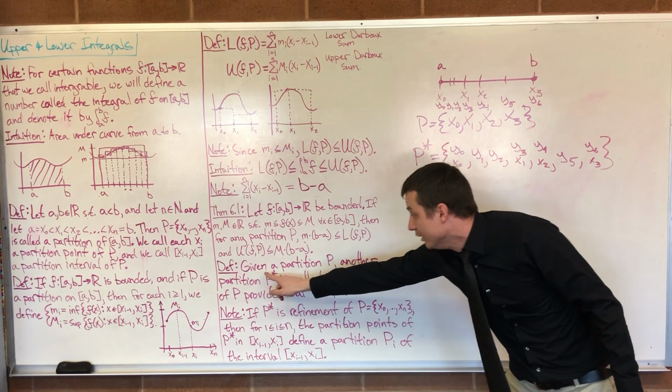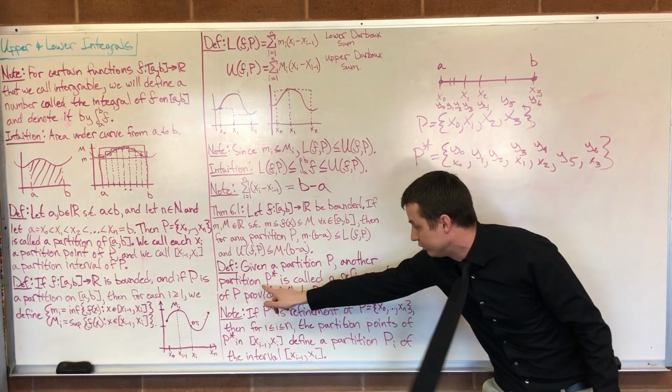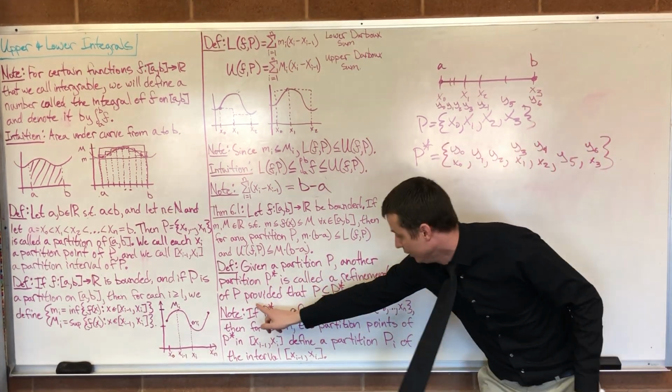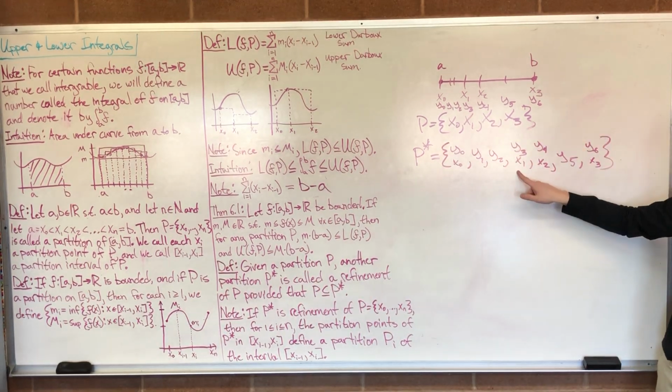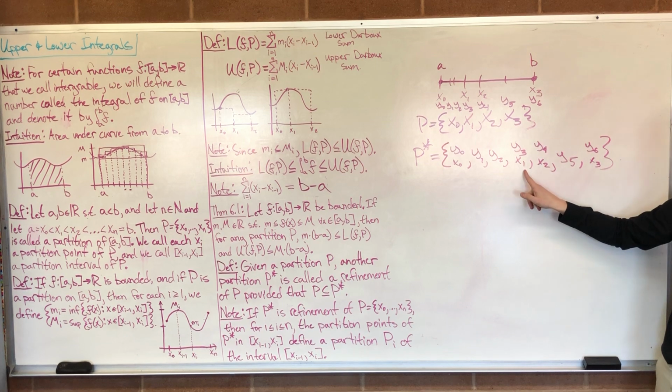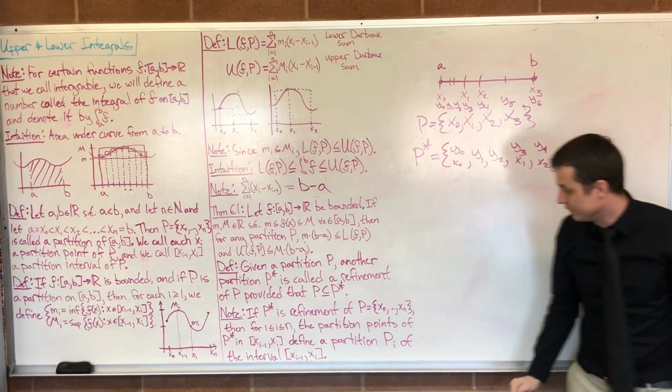So, now let's read the definition. Given a partition P, another partition P star is called a refinement of P, provided that P is a subset of P star. Notice this is a subset of this. Everything in here is also in here. Simple, right?